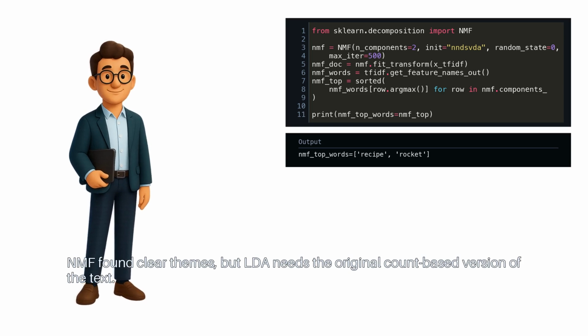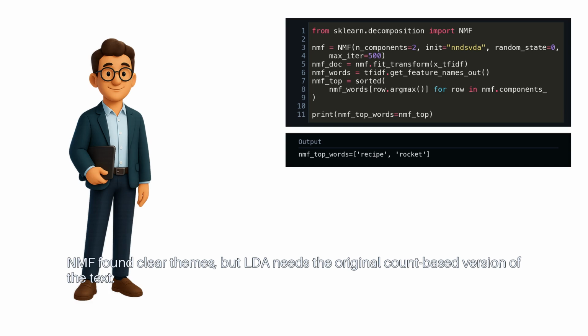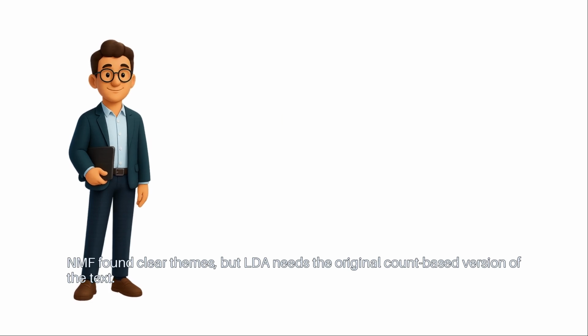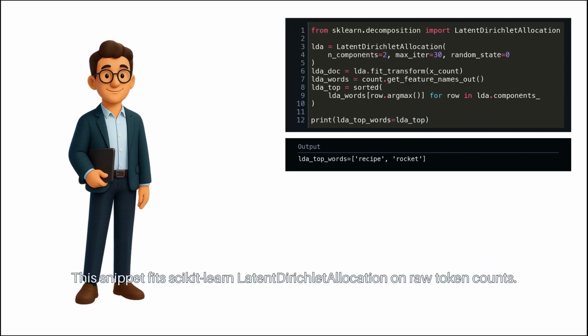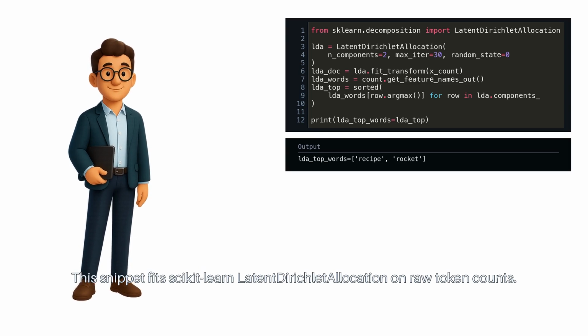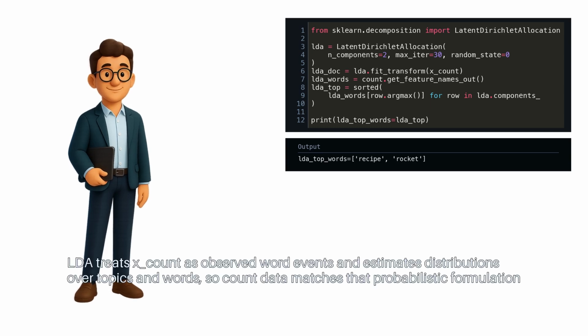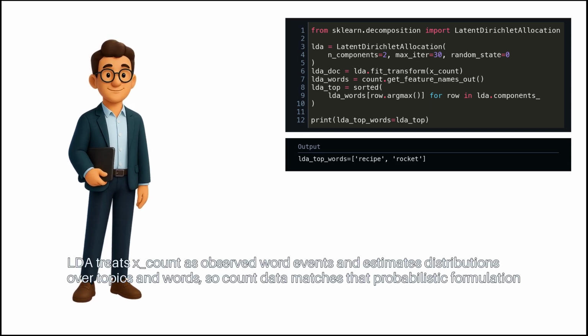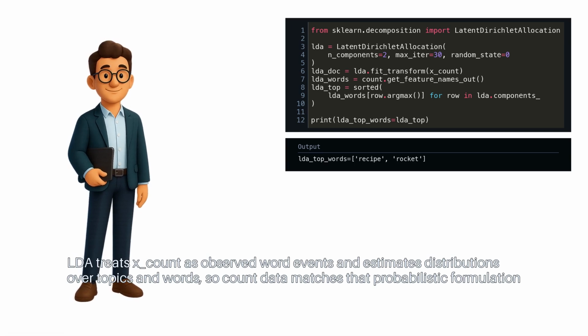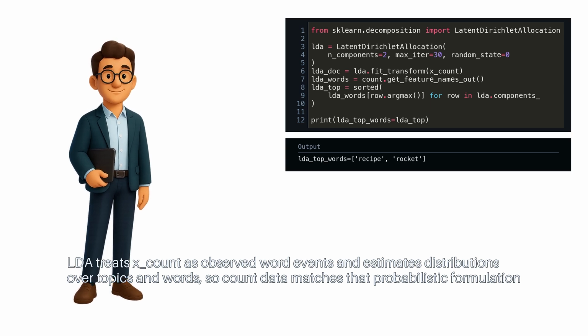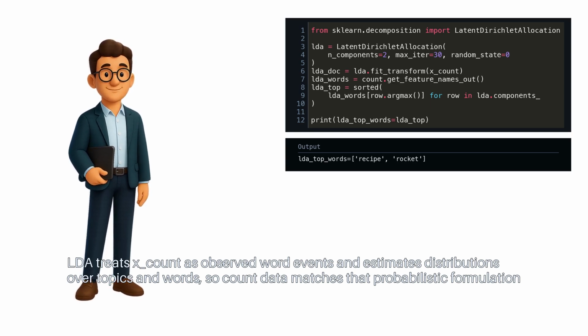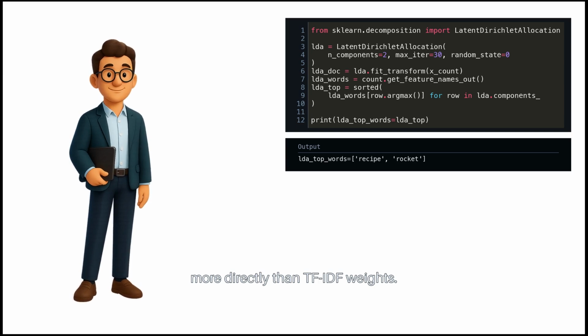NMF found clear themes, but LDA needs the original count-based version of the text. This snippet fits scikit-learn LatentDirichletAllocation on raw token counts. LDA treats X_count as observed word events and estimates distributions over topics and words, so count data matches that probabilistic formulation more directly than TF-IDF weights.